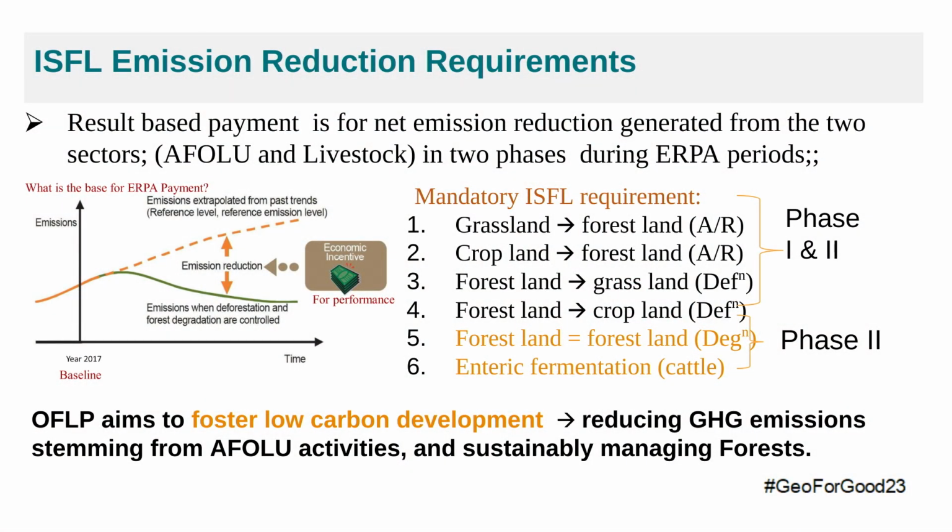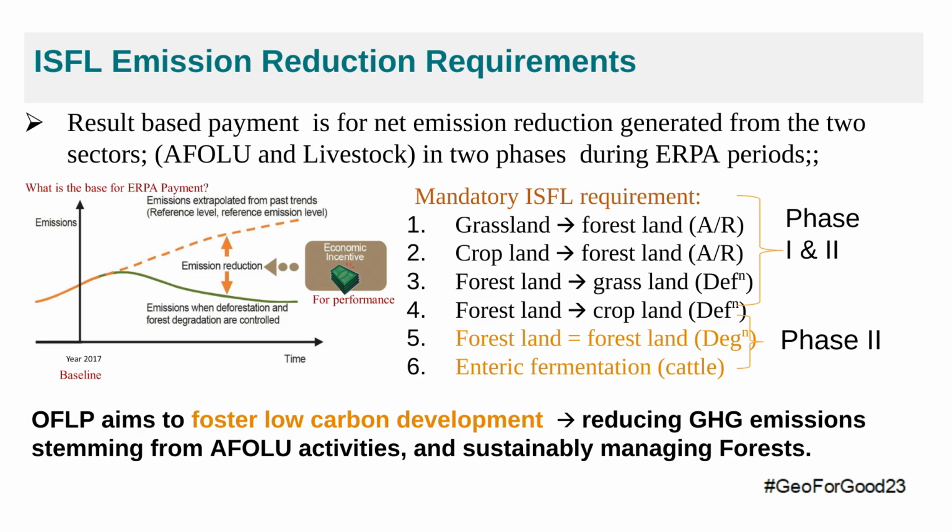And how can we get emission reduction result-based payment? What is our base? The Initiative for Sustainable Forest Landscape has its own requirements, especially six main requirements, and we have two phases for emission reduction result-based payment. The first phase is January 2022 to December 2024, and the second phase is 2025 to 2029.